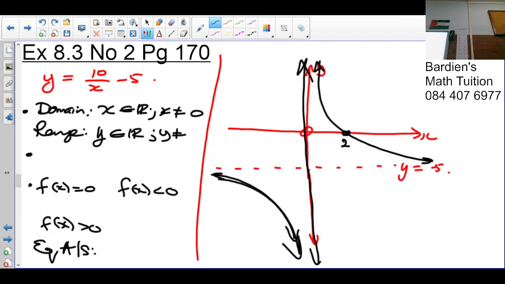Besides negative 1. So for your range, y is an element of all real numbers, y is not equal to negative 1. You see the difference there? Okay. Is this an increasing or decreasing graph? Decreasing.